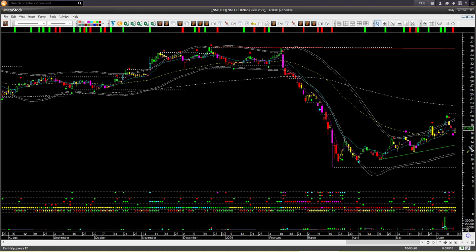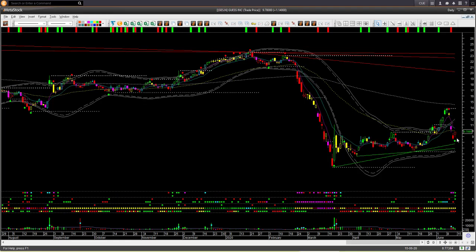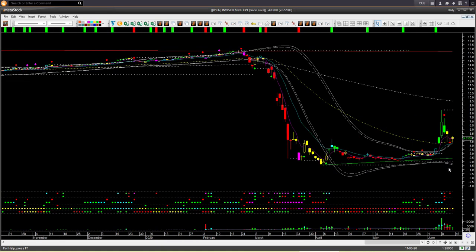NMIH, yellow traffic light on Friday. If it goes up next week, gives us a sand color candle, then NMIH, NMI Holdings, may give a go with flow long trade setup. GES, traffic light is red, no long trade setup yet. IVR, we are back to IVR.